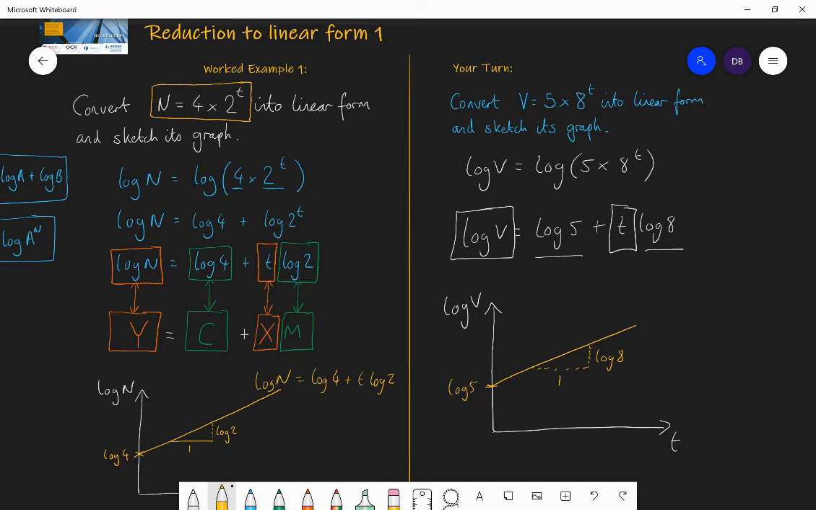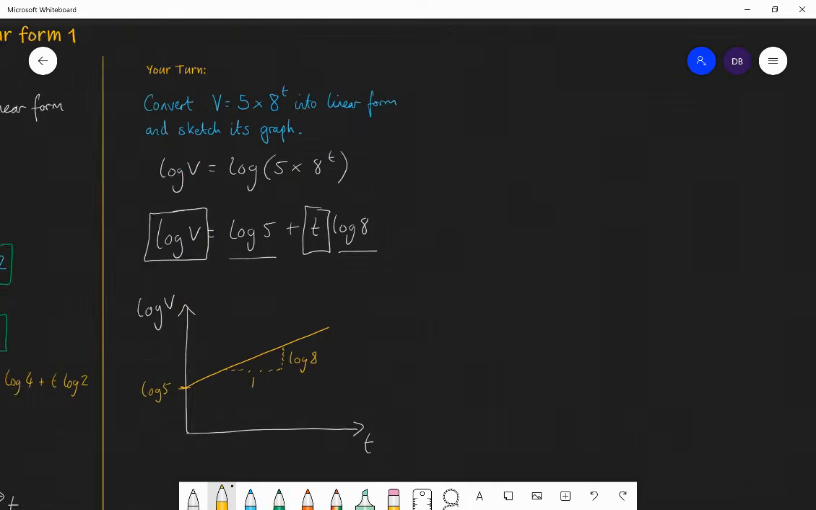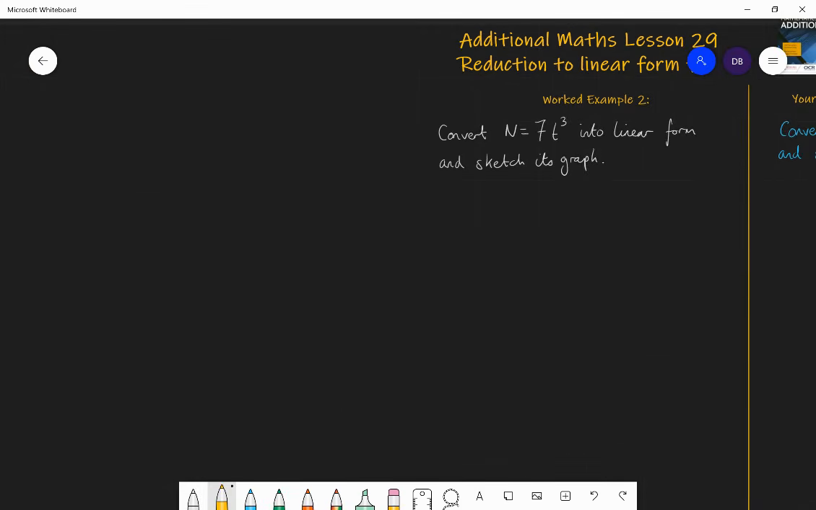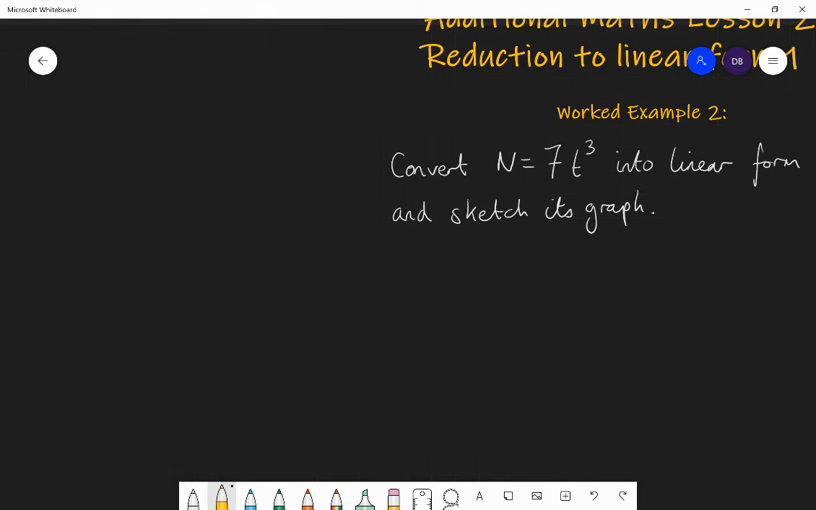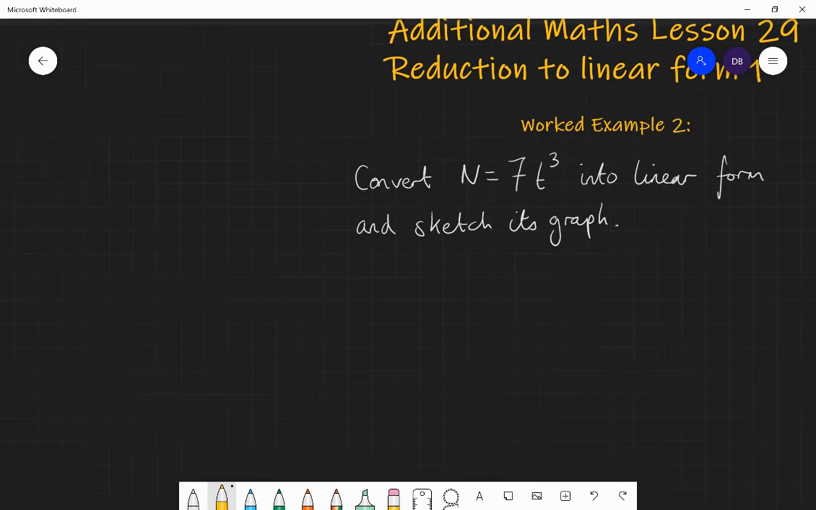Okay. So that's how to turn an exponential function into linear form so that you can graph it over a long period of time. In essence, you use a logarithmic scale on the y-axis. So let's have a look now at the second type, which is polynomials. So this one, convert n equals 7t cubed into linear form and sketch its graph.